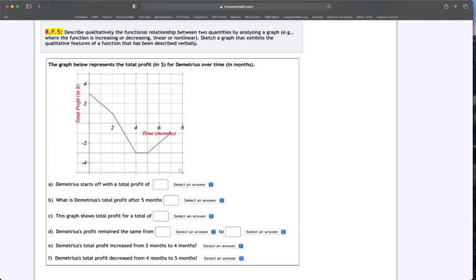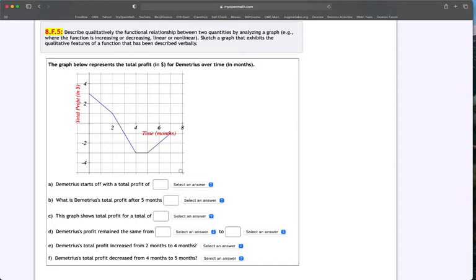In this standard, 8.F.5, which is the block of function standards in 8th grade, we're describing qualitatively the functional relationship between two quantities by analyzing a graph. And usually these situations are non-linear.